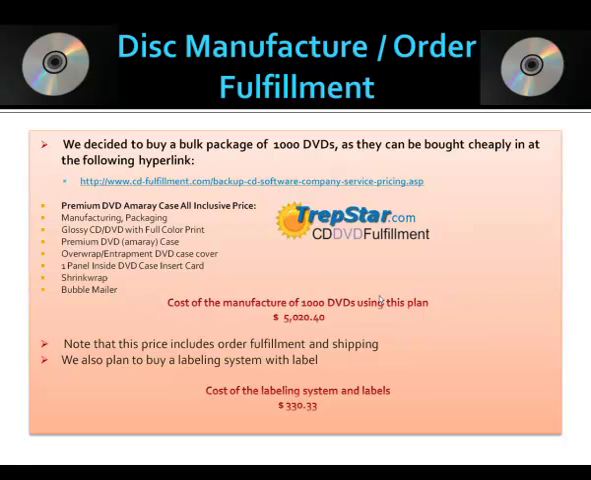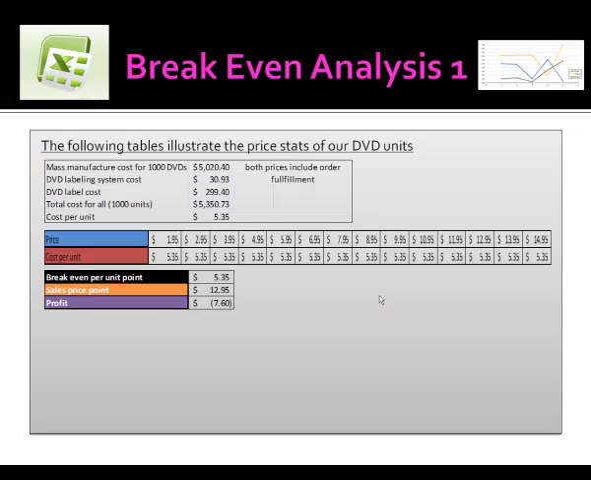Moving on past disc manufacture and order fulfillment, we start our break-even analysis, which begins with a table here from Excel. It shows you the mass manufacture cost for 1,000 DVDs. It's that $5,000 number that you saw in the previous slide. You see the DVD label system cost, $30. With the DVD label cost, that equals out to about $330, which you saw in the previous slide. So the total costs end up being about $53.50, which makes the cost per unit about $5.35. Absolutely not looking at anything too bad there.